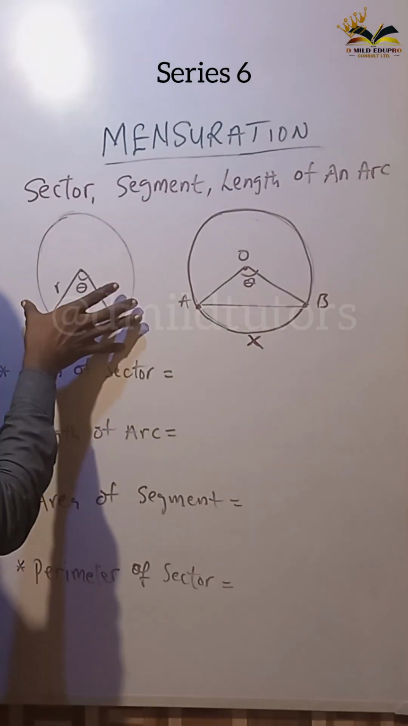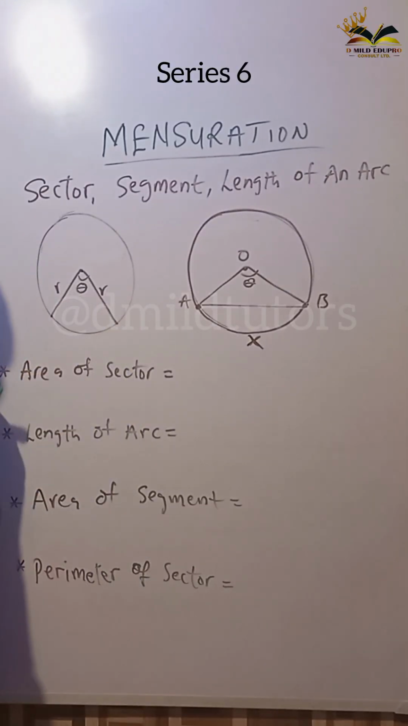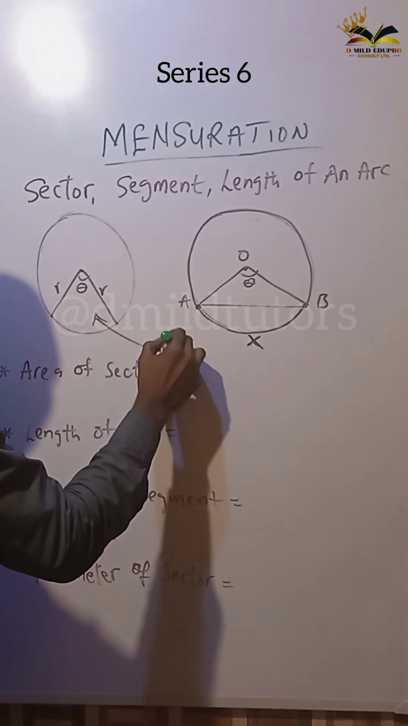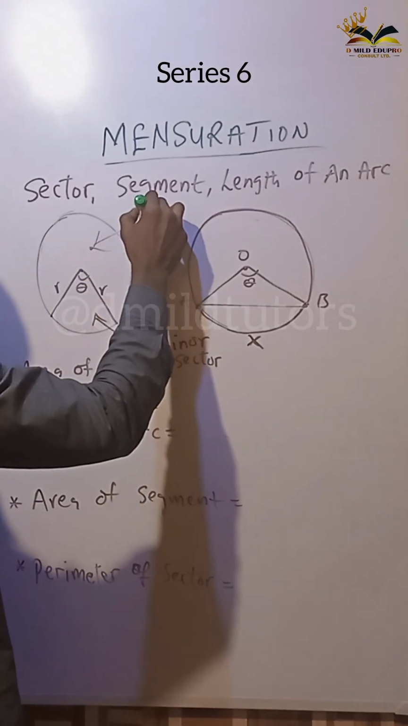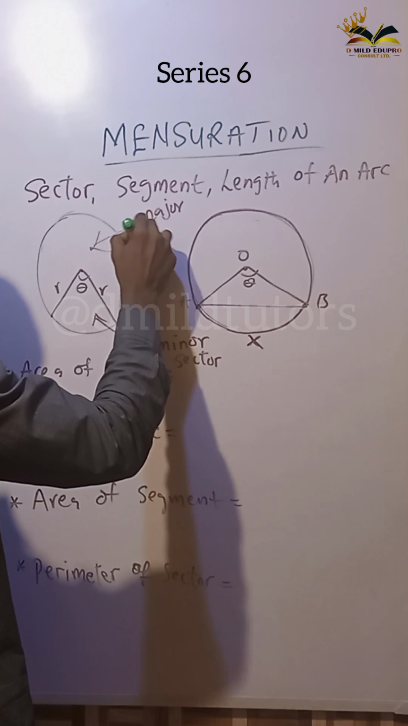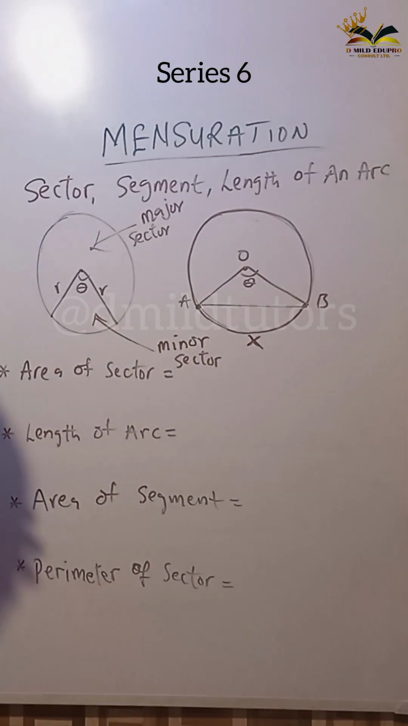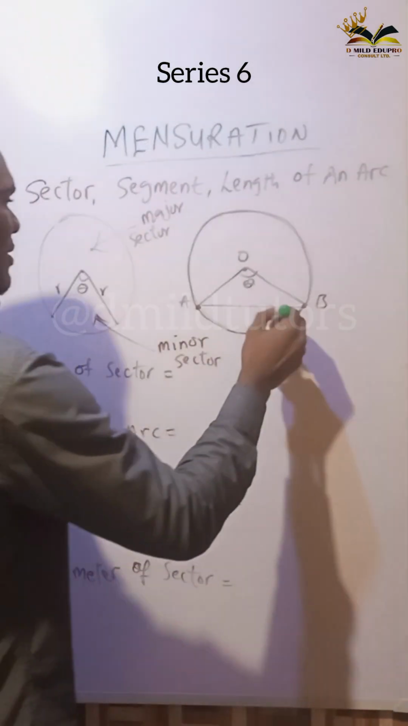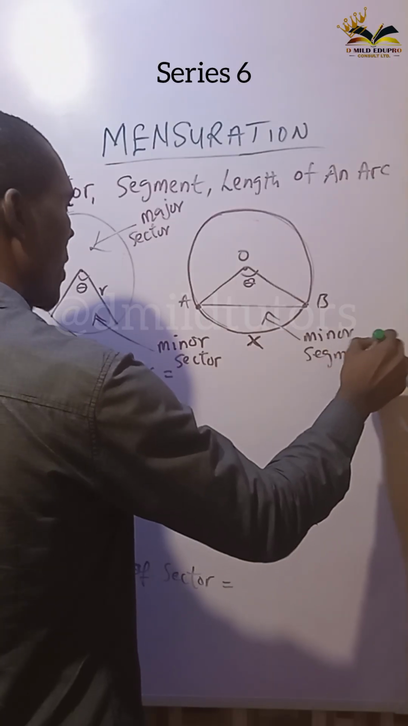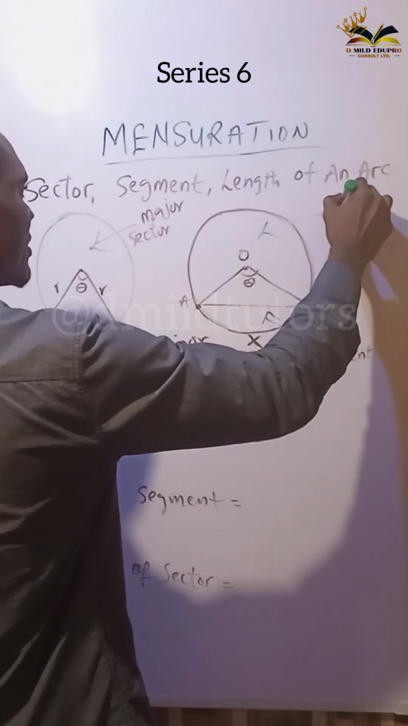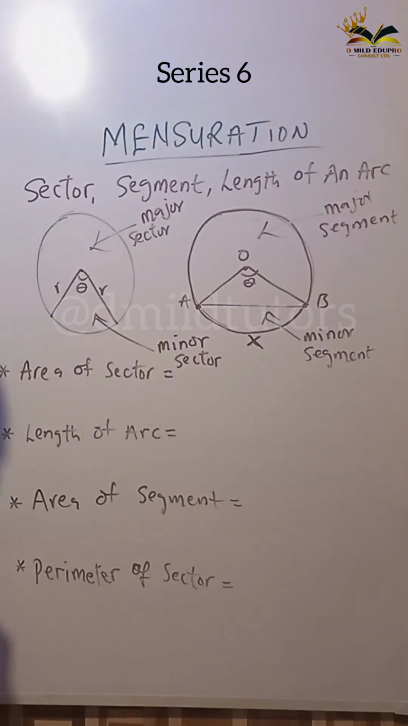Now from this first circle you have here, this is the radius. Now this part you see here is what we refer to as the minor sector, and then this point here is the major sector. While for the second circle, this point here is the minor segment, and then this point here is the major segment. So please identify and know the difference between sector and segment.